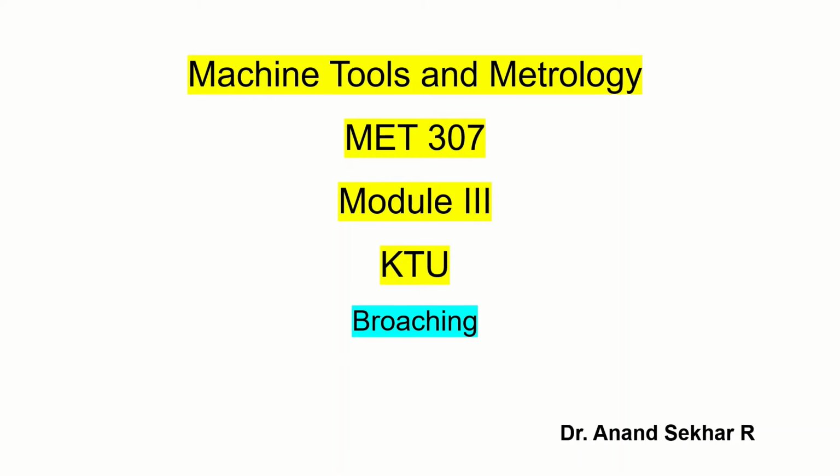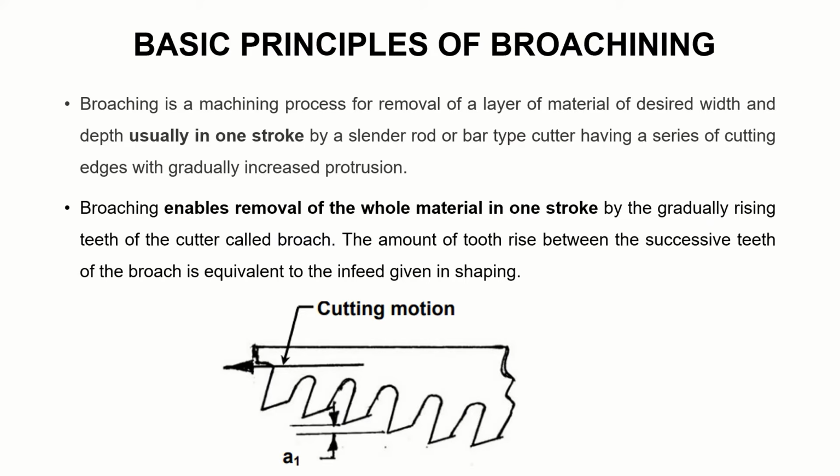Hi everyone. Today the first topic of discussion is broaching, and this is in module 3 of machine tools and metrology. So broaching is exactly a machining process. Here what you are right now seeing on the screen is a broaching tool. Basically the broaching tool will be like this. It will have teeth, and the teeth will be arranged like this.